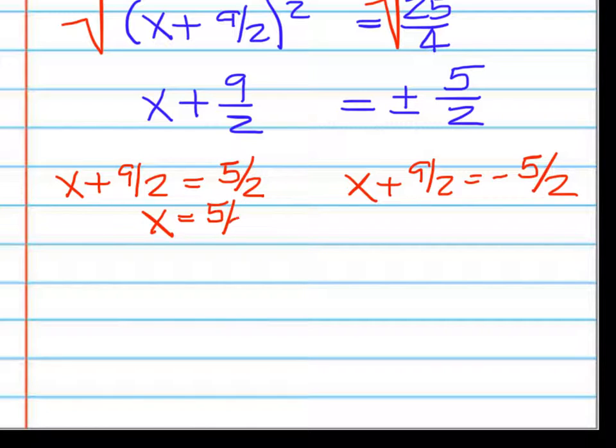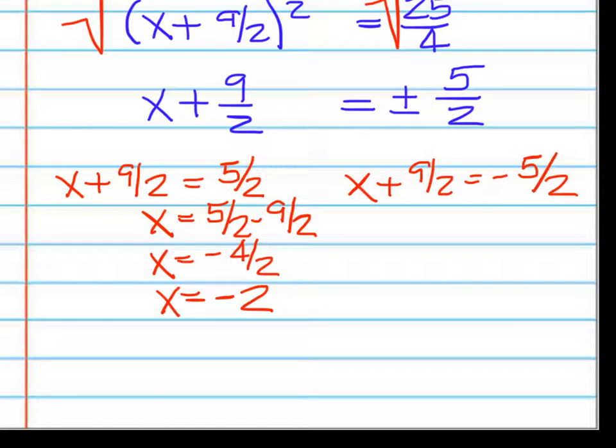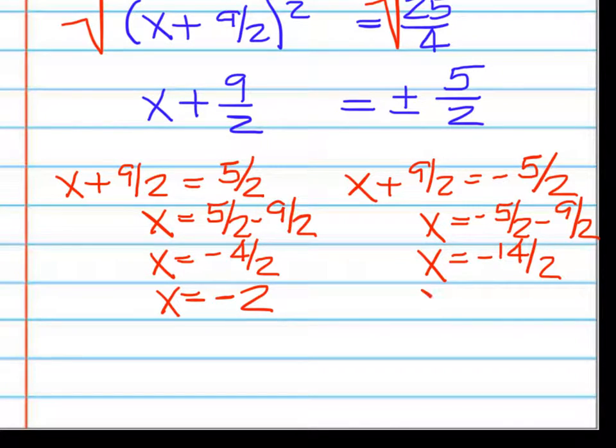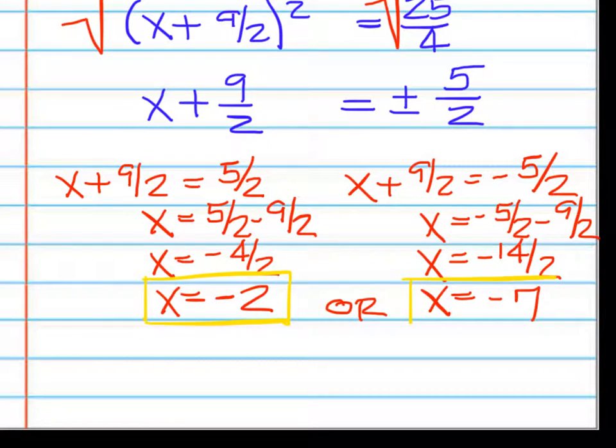In this case, it would be 5 over 2 minus 9 over 2, which is a negative 4 over 2, gives me an answer of negative 2. On this side, negative 5 over 2 minus 9 over 2. Negative 5 minus 9 is negative 14. Negative 14 over 2 is negative 7. So you have an answer of x equals a negative 2 or x equals a negative 7.